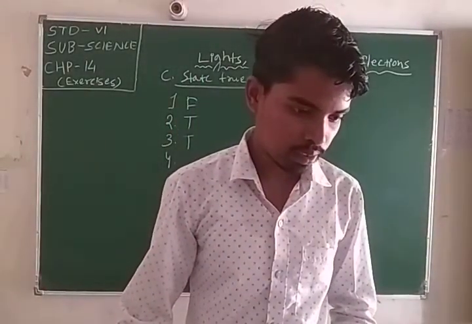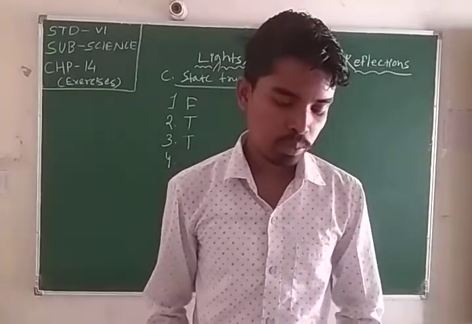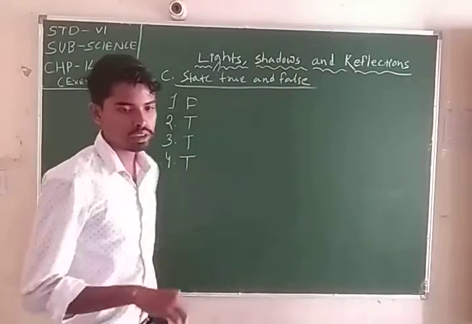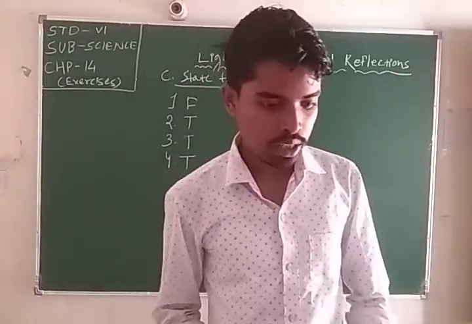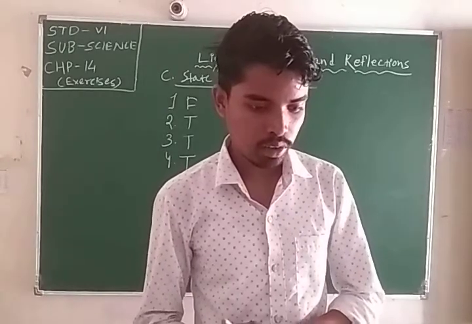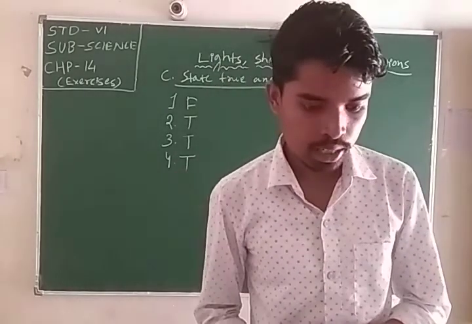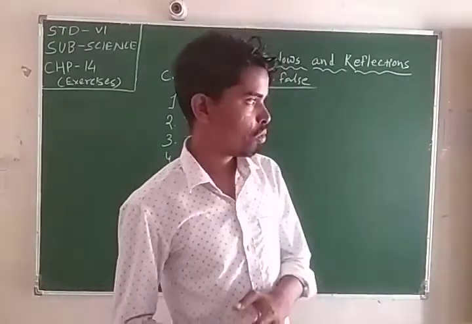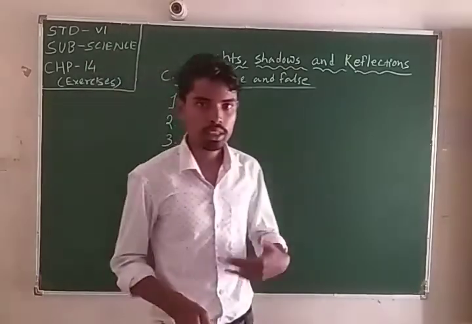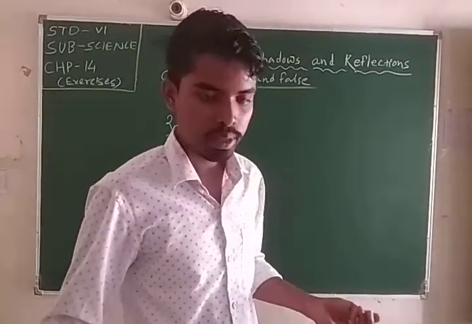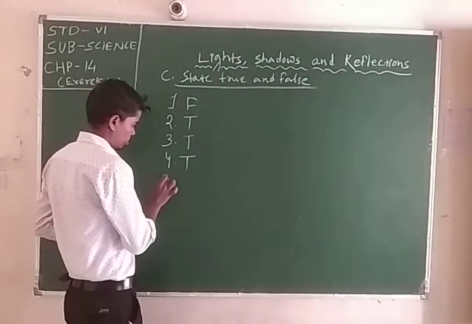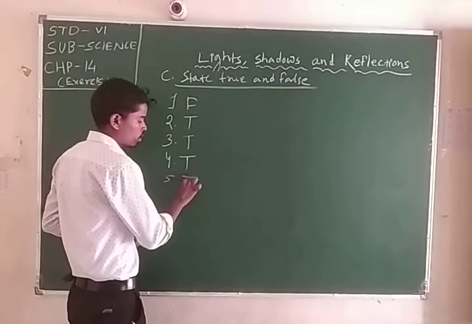stars are luminous bodies. Yes, stars have their own light, so that is a luminous body. Number 5, the shadow of an object is formed in the direction opposite to that of the light source. Yes, the shadow will form in the direction opposite to the light. True.